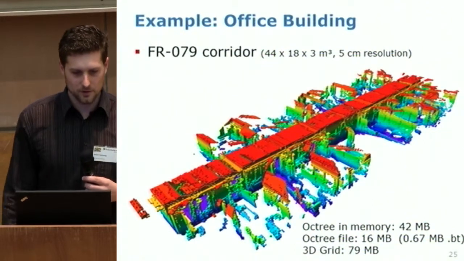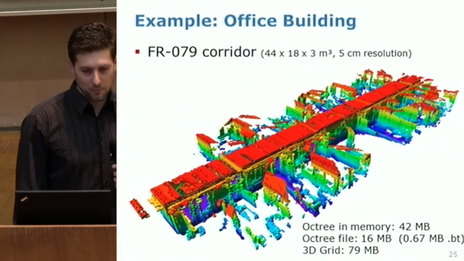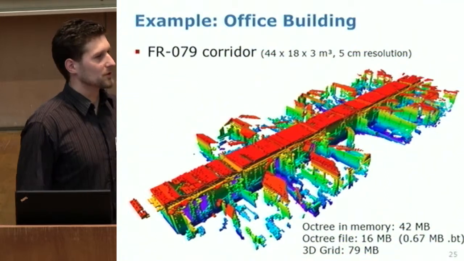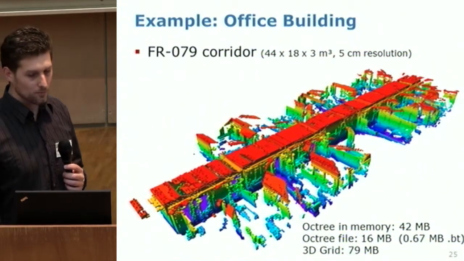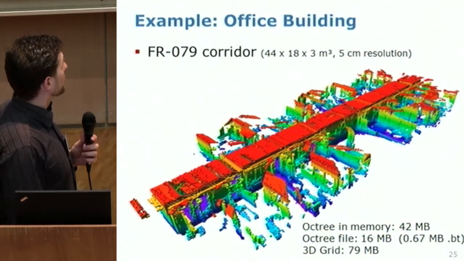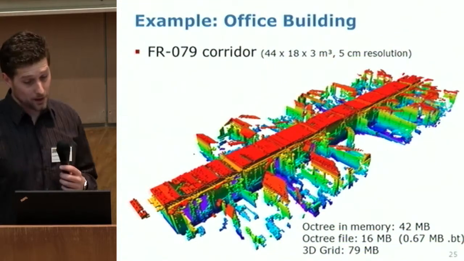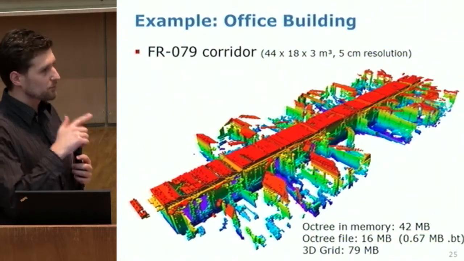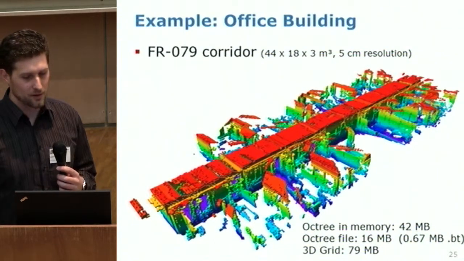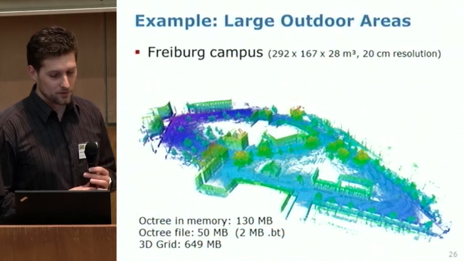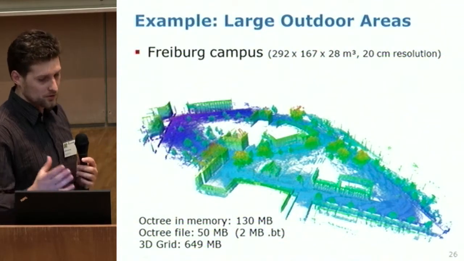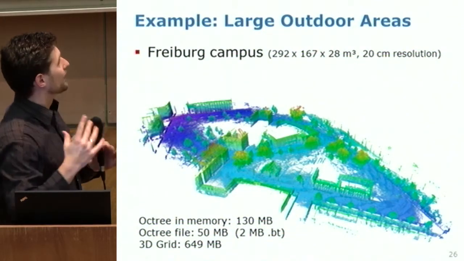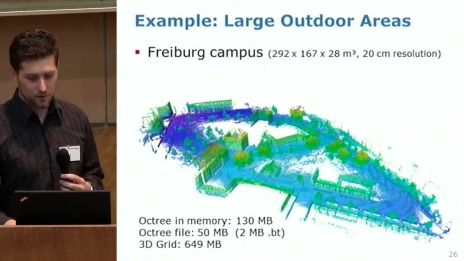So here's an office building. This is building 79 at Freiburg campus. You've probably seen this in a couple of 2D SLAM datasets already. Here, the Octree memory is only 42 megabytes. This is the complete map at 5 centimeter resolution, including the free space, which you don't see visualized here. If you compare this to a 3D grid, it's at 80 megabytes, which is still okay, but this is very, very well aligned, so a 3D grid will play nice here.